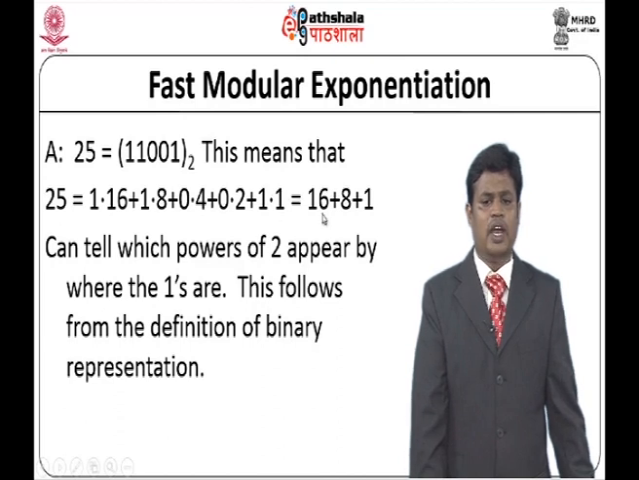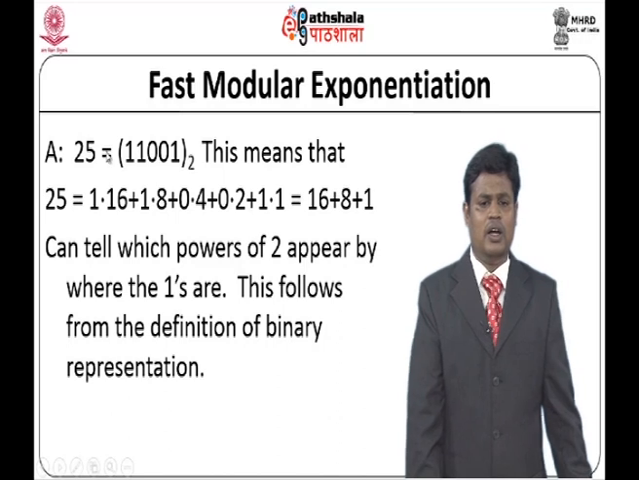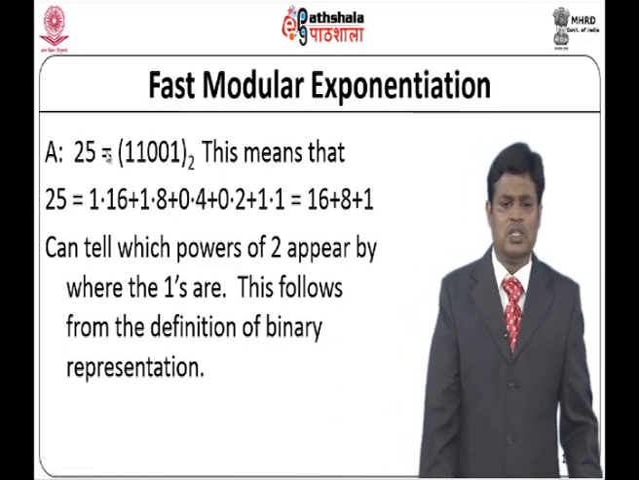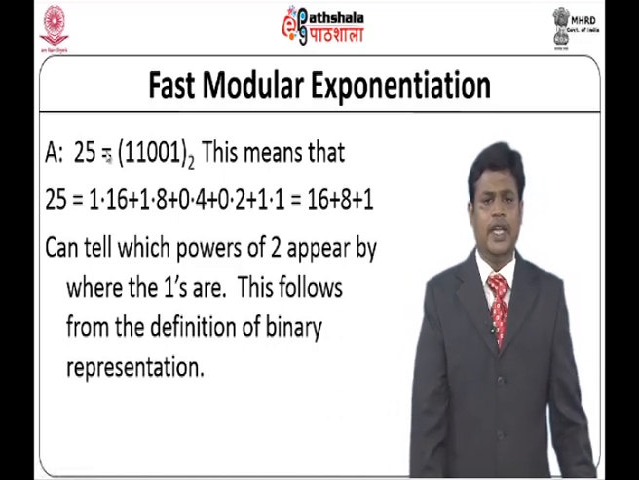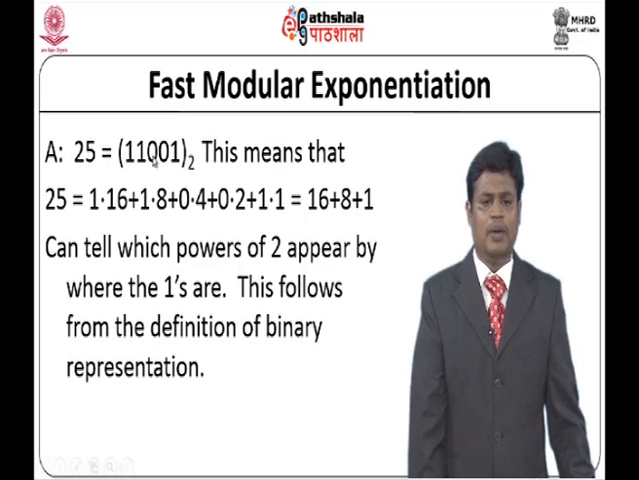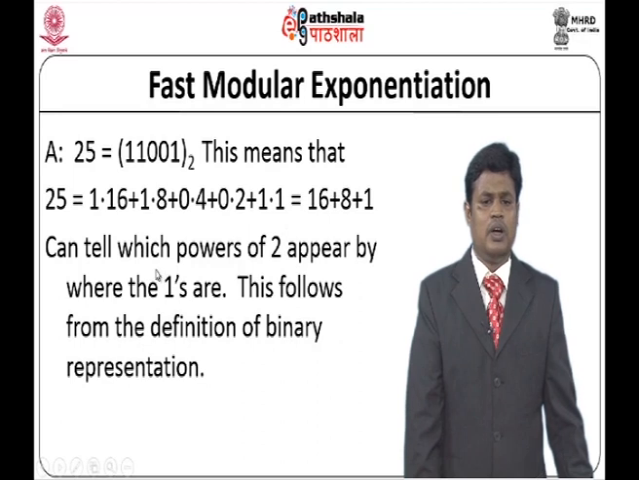So now we can say that it is easier for any number, not only 25. If any number is given, how can we write it as a sum of powers of 2? The first thing is we need to write the number in binary and represent it with respect to the powers. We can tell which powers of 2 appear: where there is a 1 in a particular bit, that power appears, and if there is a 0, the power does not appear.